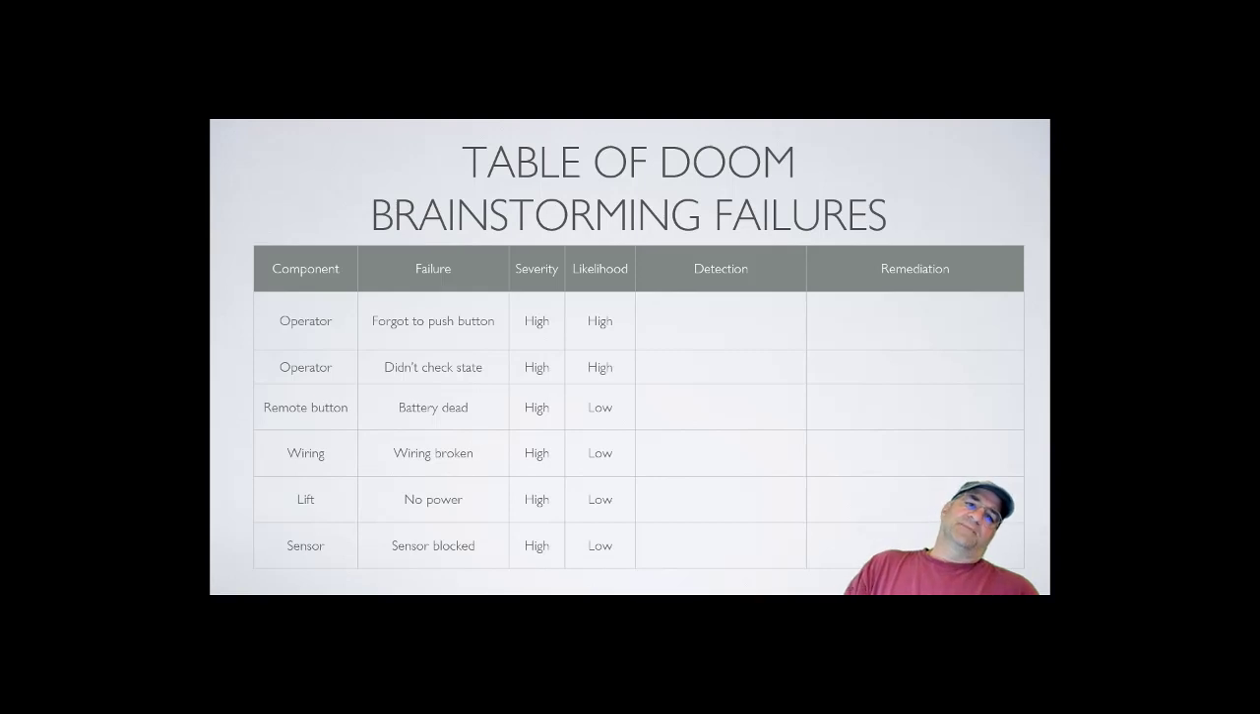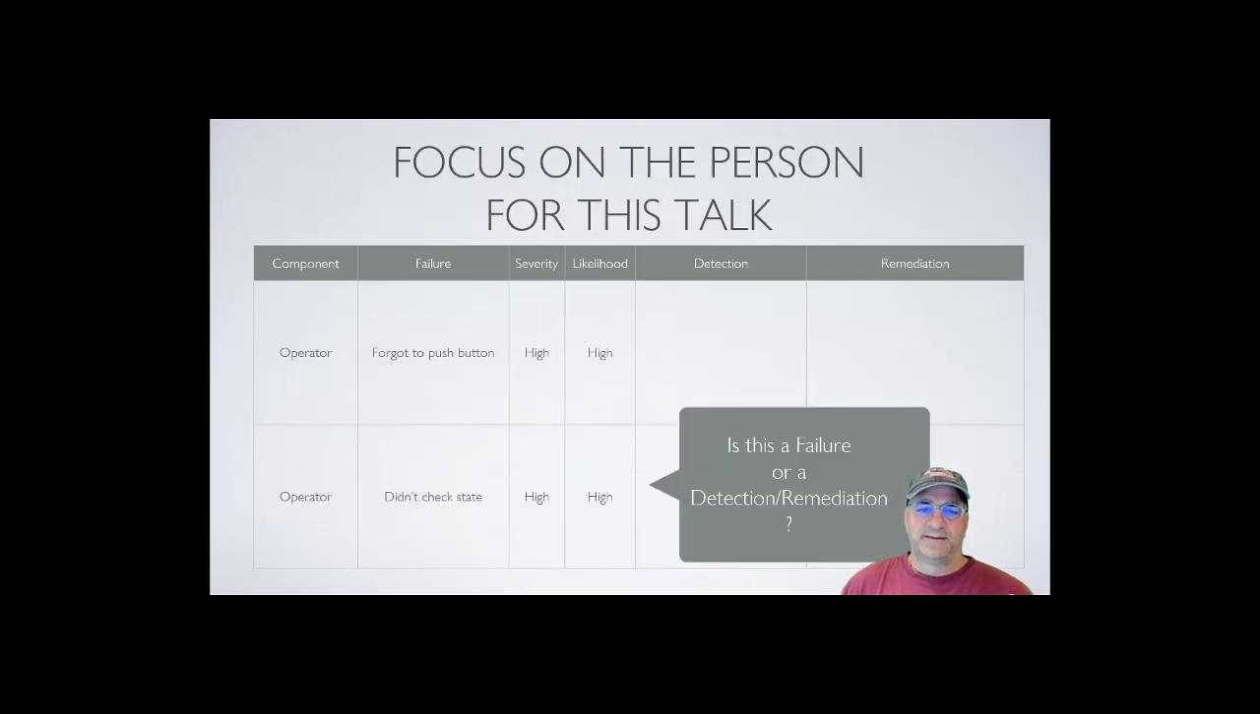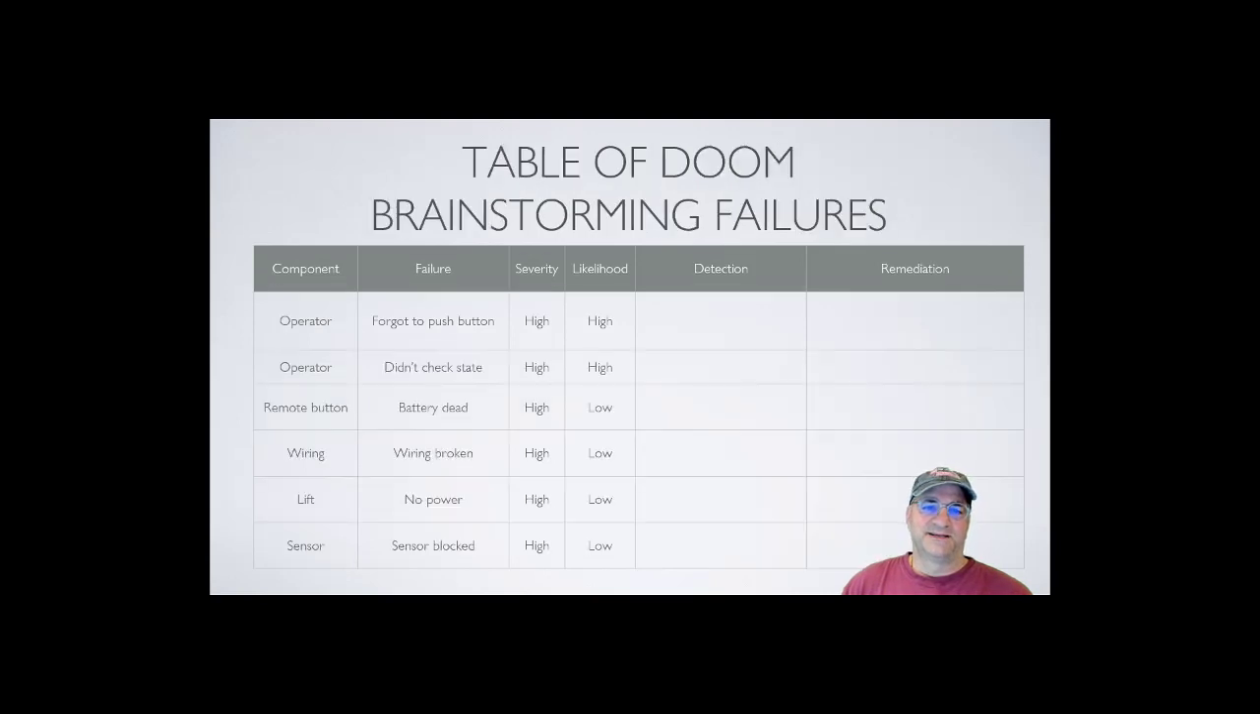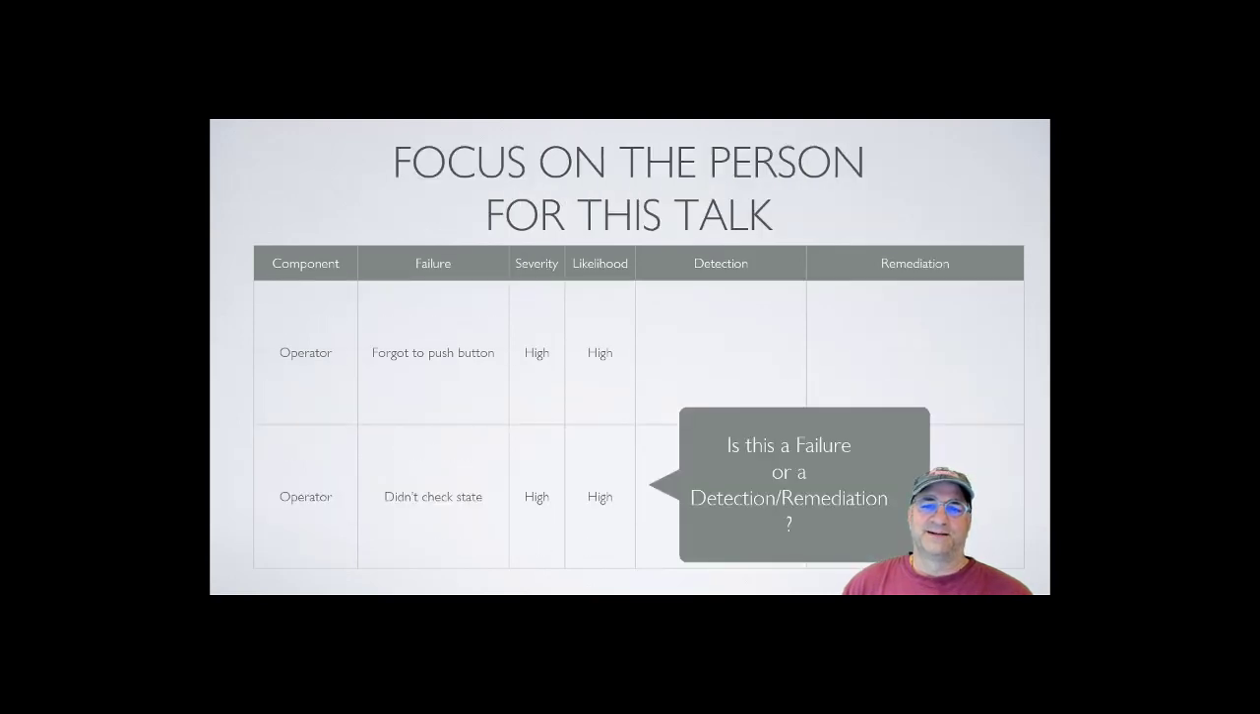So right now I'm going to call this the table of doom, right? We just made up a bunch of failures, and then we tried to figure out how severe the failure would be, and what the likelihood of this is. Now, I'm sensor blocked. I probably should have made that a medium. Okay, so I did that other list, right? And you can see didn't check the state and forgot to push the button.